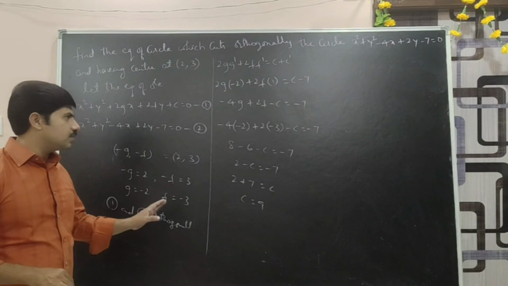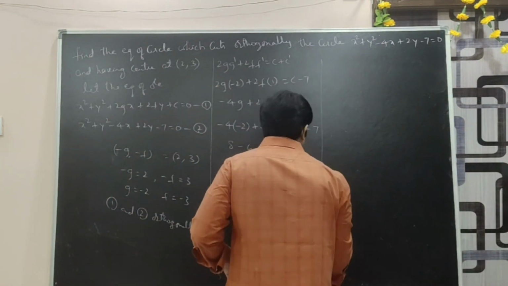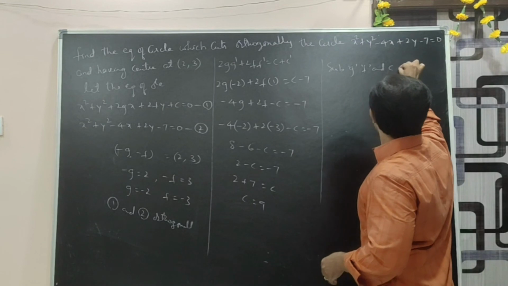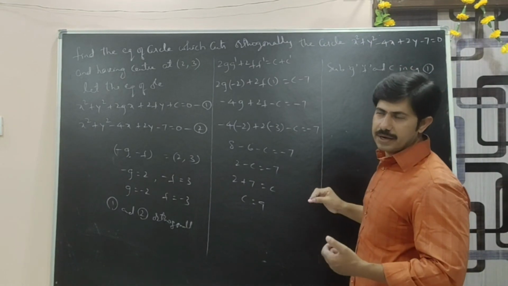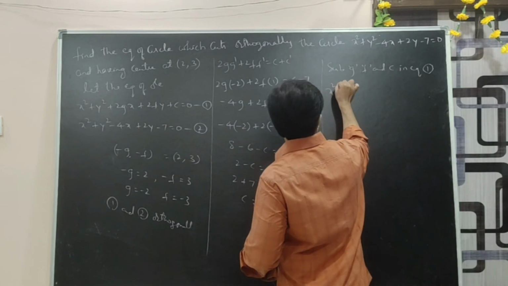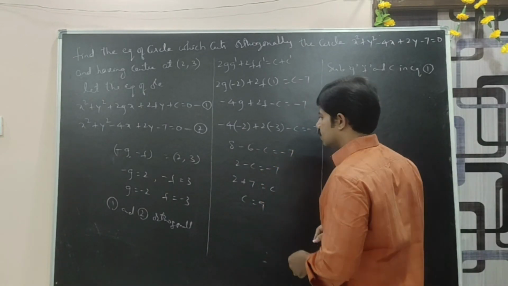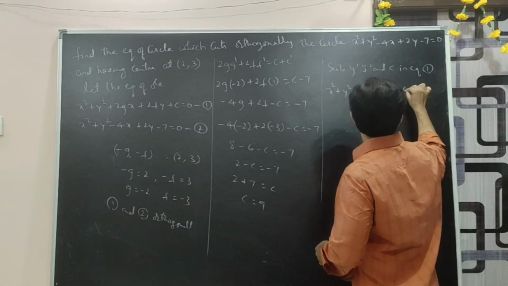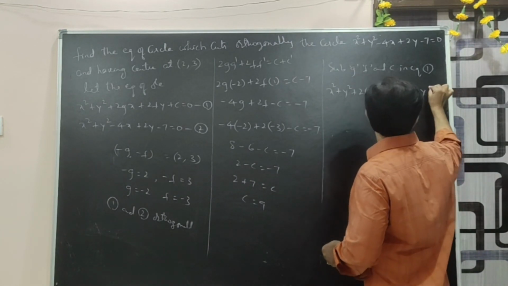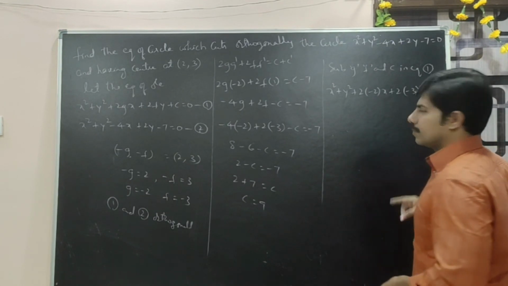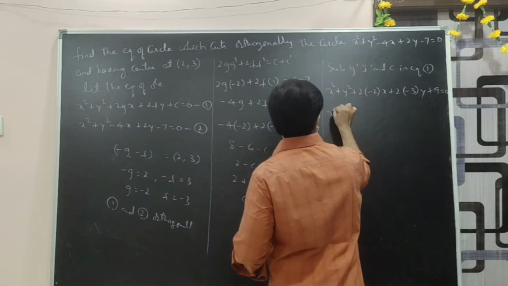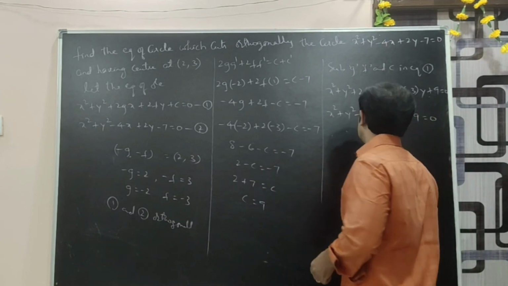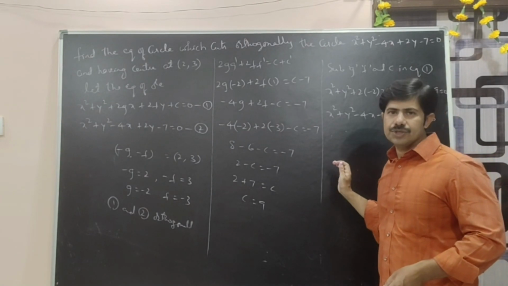So now we have g value, f value, c value. So we substitute g, f and c in equation 1, so that we get the required circle. That is x² + y² + 2gx, g is −2, so −4x, plus 2fy, f is −3, so −6y, and c value is +9 equal to 0. If we simplify, we get x² + y² − 4x − 6y + 9 = 0 is the required equation of circle.